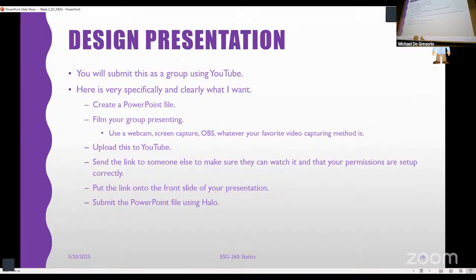Very specifically and clearly, what I want is you to create a PowerPoint file or a Google slide and film your group presenting, right? Using a webcam or a phone or screen capture or OBS or whatever it is that you are familiar with and are wanting to use. Loom, right? People use Loom too. Upload it to YouTube, send the link to someone else before you submit it to make sure that it actually works the way that you want it to work. Because if it doesn't, here's the thing about these presentations. If I can't watch the presentation, then I can't grade the presentation. So, right, please make sure your link works.